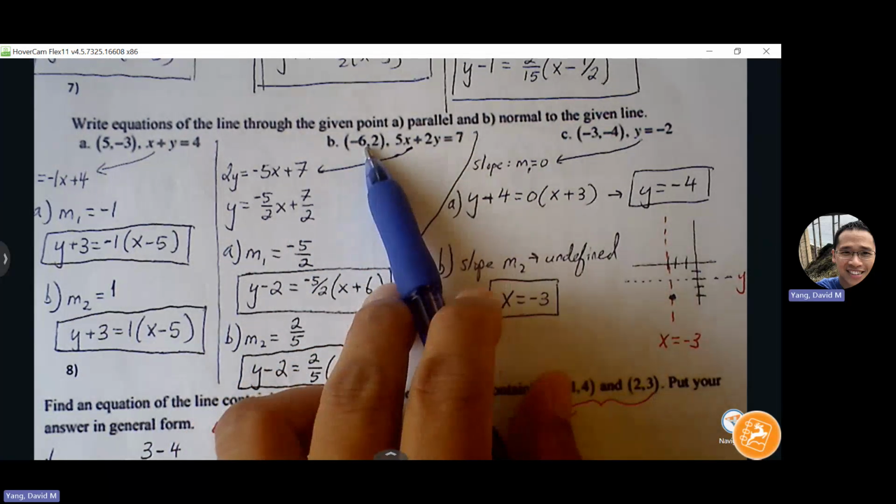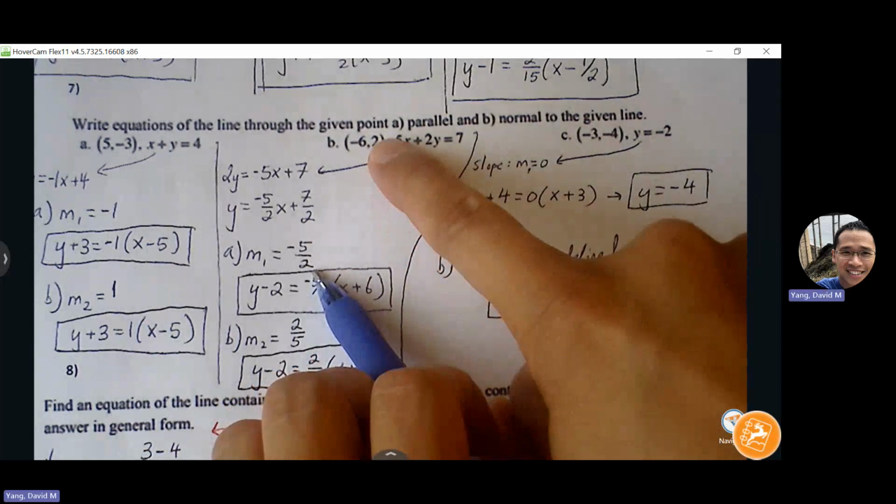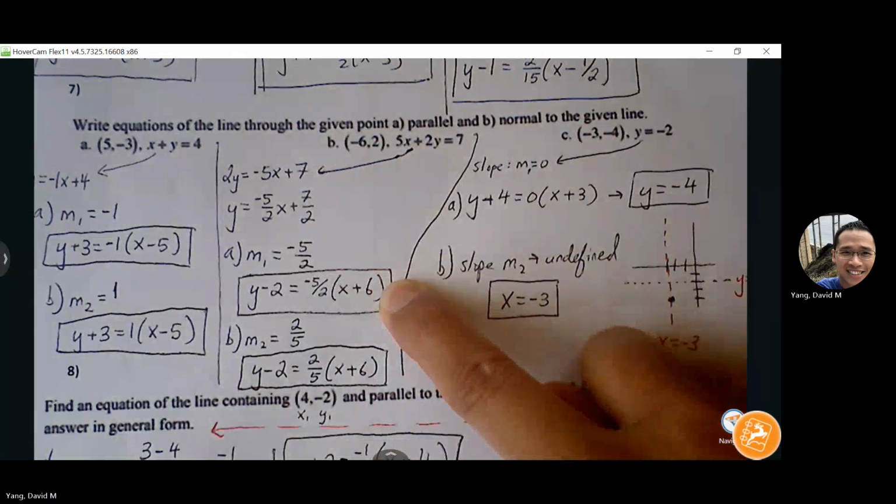So that's the only thing I care about from this line. I'm going to use the point that they give me. And so if I have my slope and if I have my point, then do point slope form.